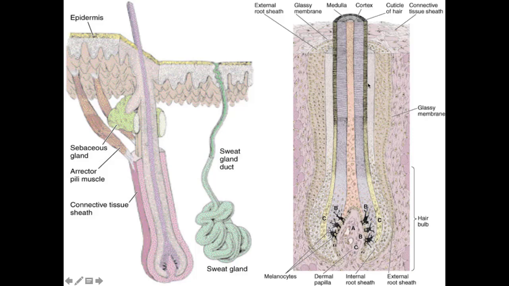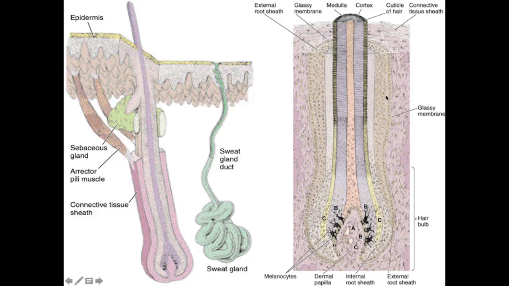The cuticle of the internal root sheath consists of squamous cells whose outer free surface faces the cuticle of the hair shaft. The middle layer of the internal root sheath is Huxley's layer. It consists of a single or double layer of flattened cells forming the middle layer of the internal root sheath. And then the outermost layer of the internal root sheath is Henle's layer, consisting of a single layer of cuboidal cells. So that's the internal root sheath.